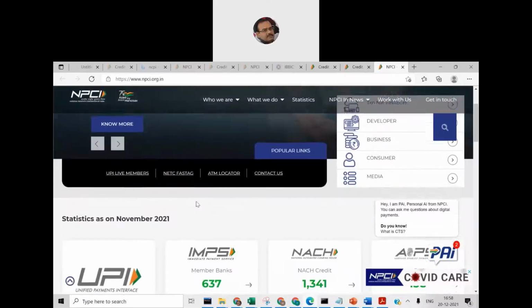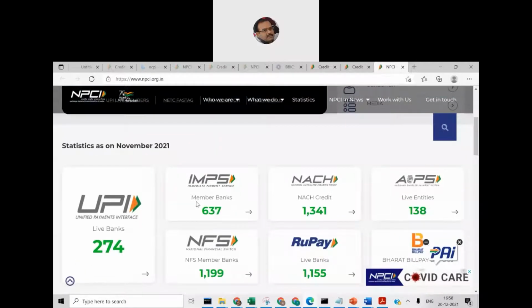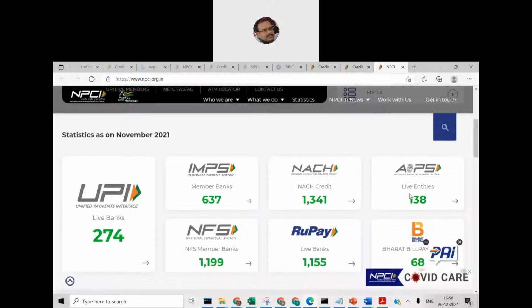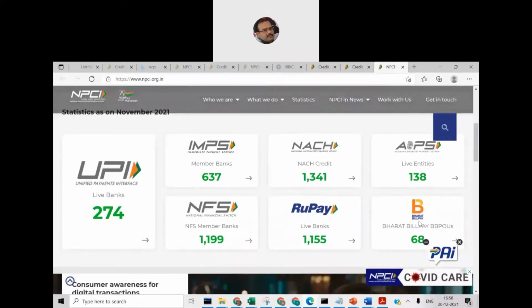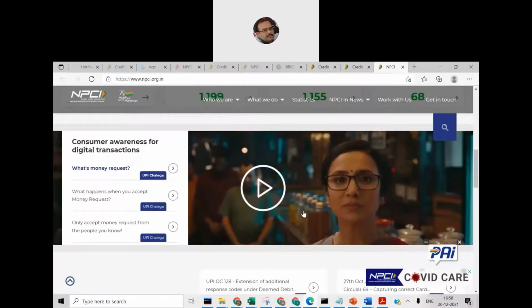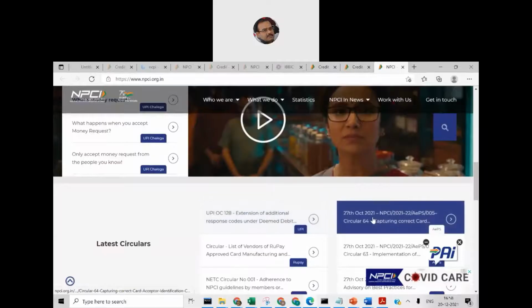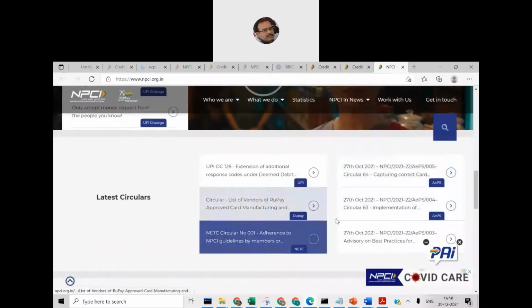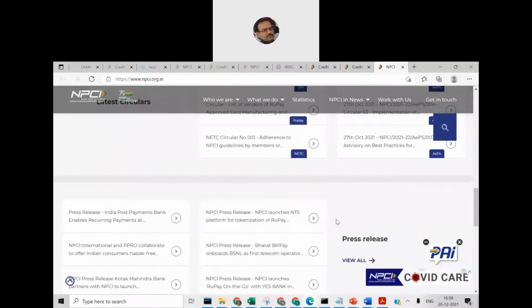a whole lot of features to regulate the different modes of digital transactions happening, like UPI, Unified Payment Interface, IMPS, Immediate Payment Service, then NACH, National Automated Clearing House, Aadhaar payment systems, what we call AEPS, National Financial Switch, Rupee, Live Banks, and the Bharat Pay. So many government of India backed services are nowadays available for carrying out digital transactions on the web. And they have also shared some videos of success stories and the latest circulars which keep coming from their side regarding the regularization of digital modes of payment.